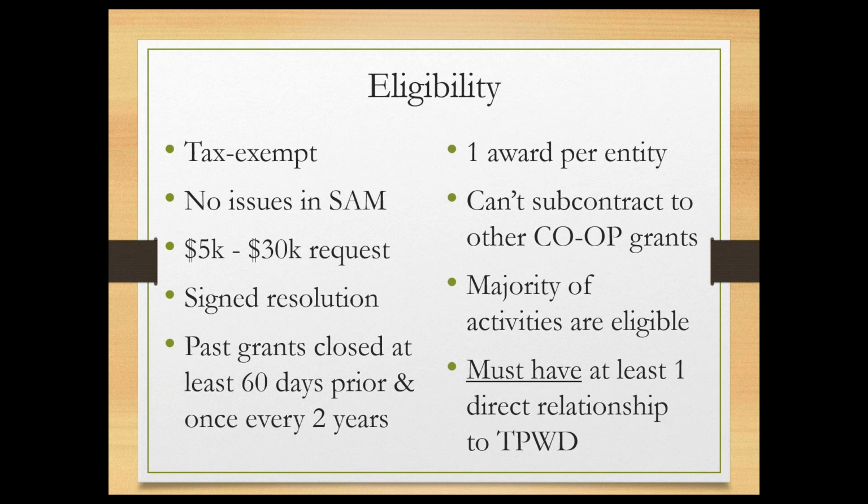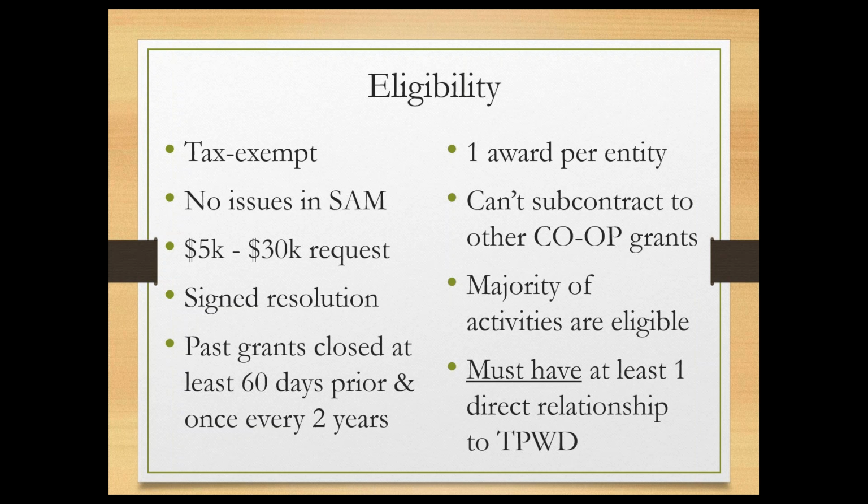And so if you don't have an account with the System for Award Management as of now, that's okay. That means you're in good standing. If you do have an account and something is flagged, then you will not be eligible for this program. Again, we do have a new amount cap, which is $30,000 instead of the $50,000.